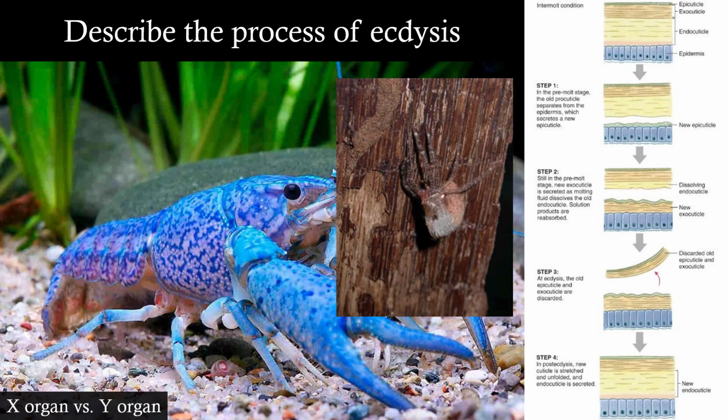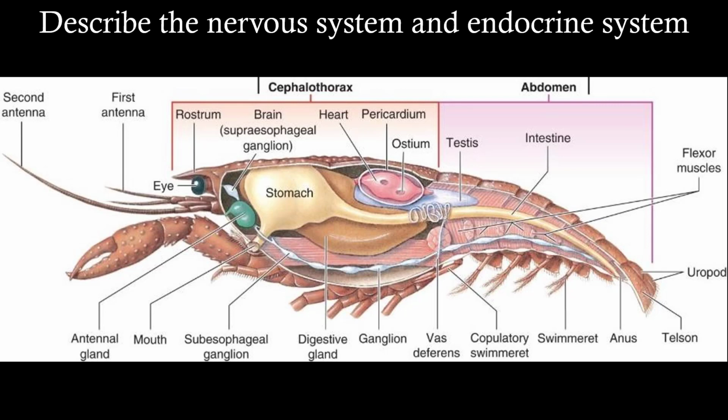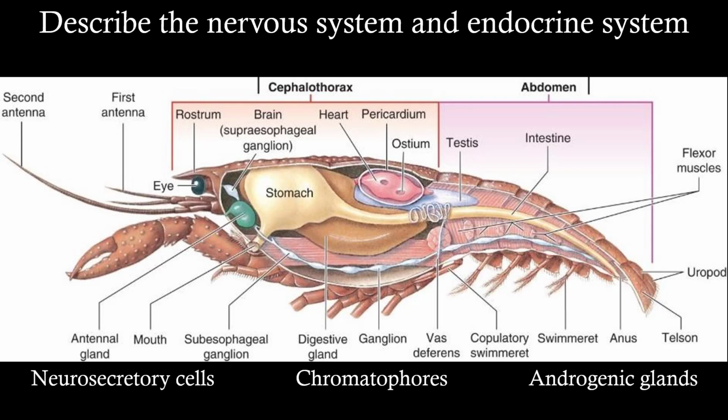Pretty fascinating process. All right, the nervous system and the endocrine system. We kind of have been talking about the endocrine system already. This is the system that controls hormones. So molting is endocrine system controlled. And the endocrine system is also tightly tied to the nervous system.